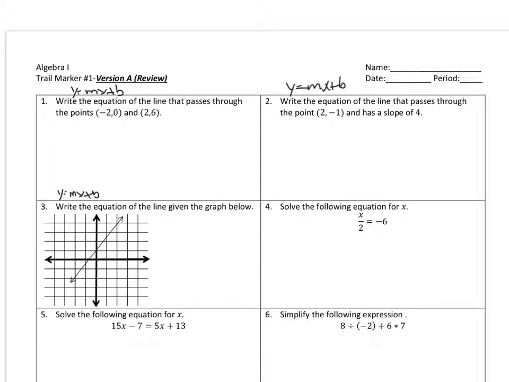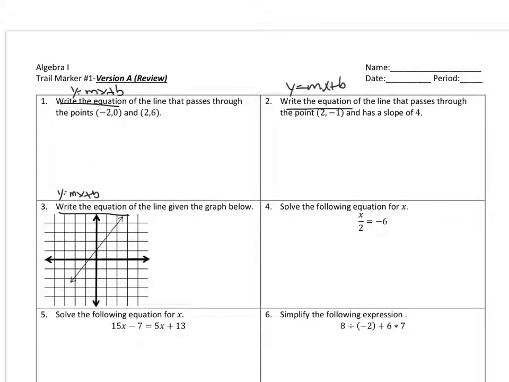Remember, 8 to pass. So the first thing I did on questions 1, 2, and 3 is I wrote y equals mx plus b, because each one says write the equation, write the equation, write the equation. So if your answer is not in y equals mx plus b, then you have not written the equation. Okay, so let's start with the first one.